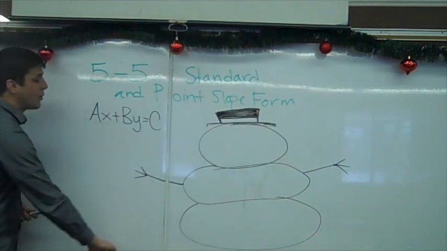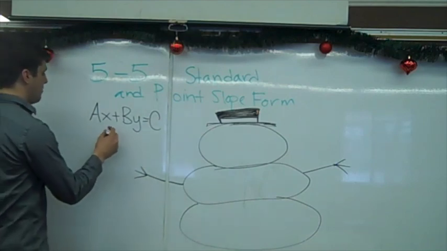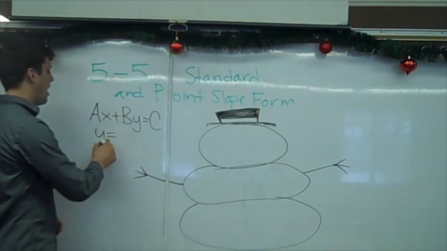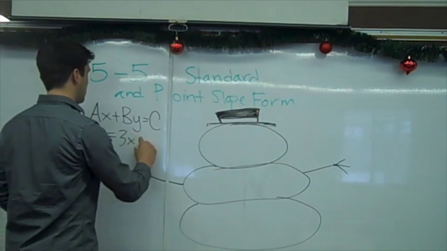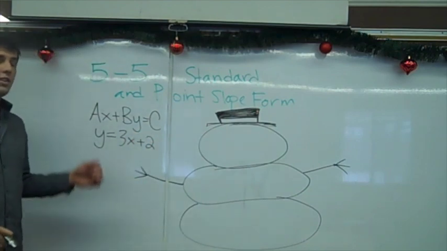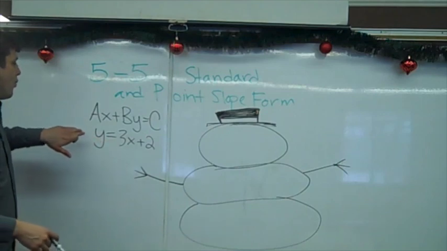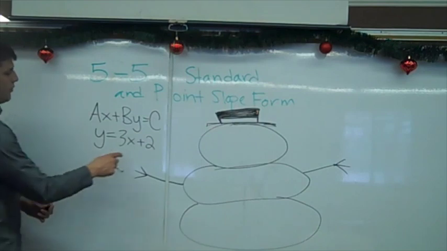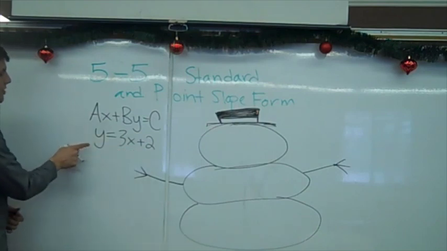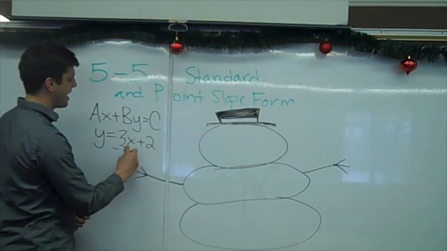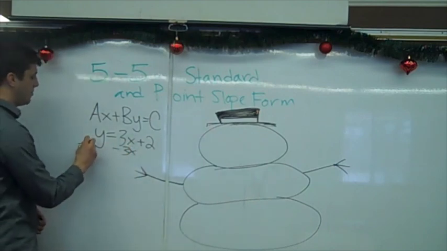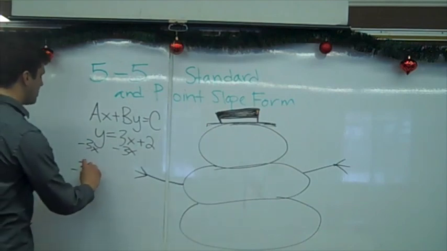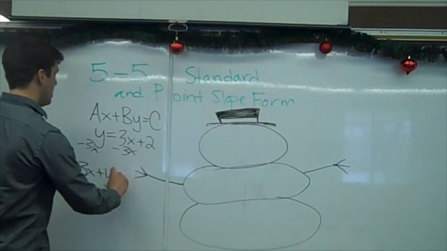However, not all equations are already in standard form like that one. Suppose that you have an equation that looks like the ones that we normally do. y equals 3x plus 2. What you have to be able to see is that y and x in standard form have to be on the same side of the equation. So we want to take this 3x and bring it over here. And to do so, we have to subtract 3x from each side. And that'll leave us with negative 3x plus y equals 2.